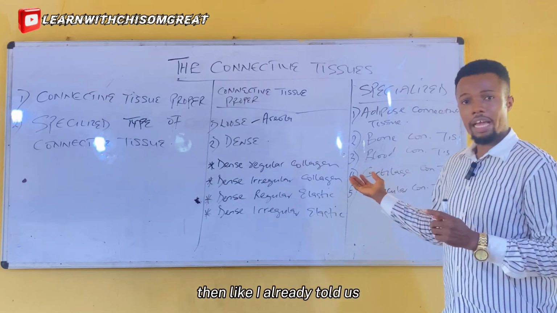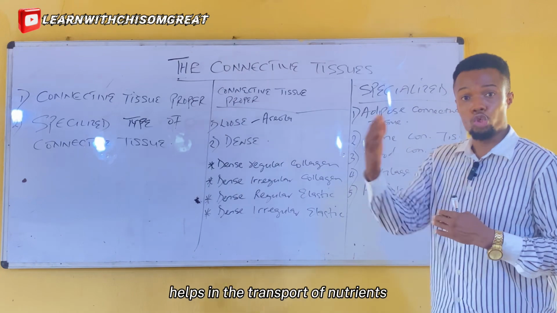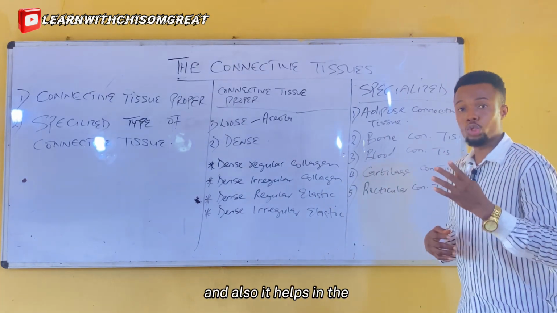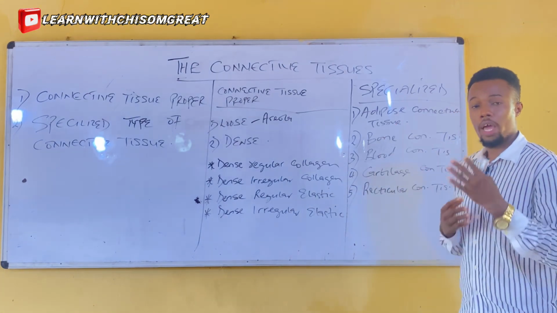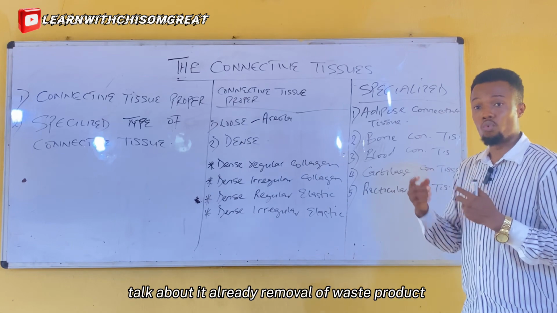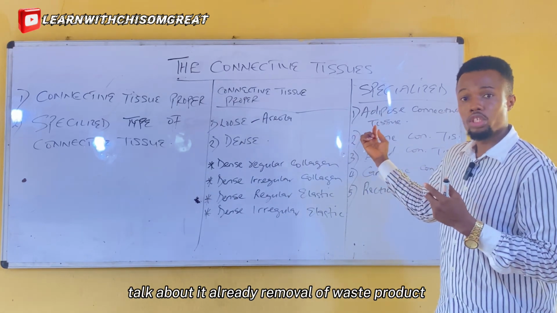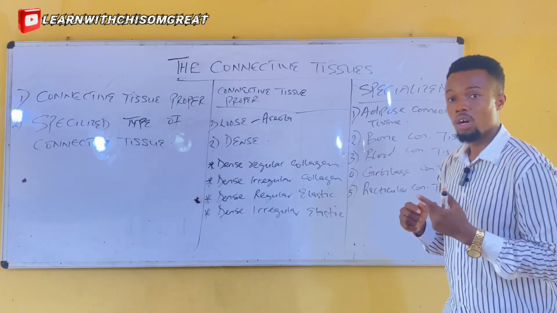Like I already told us, the blood connective tissue helps in the transport of nutrients and the removal of waste products. And blood cells like leukocytes help in the defense mechanism of the body.